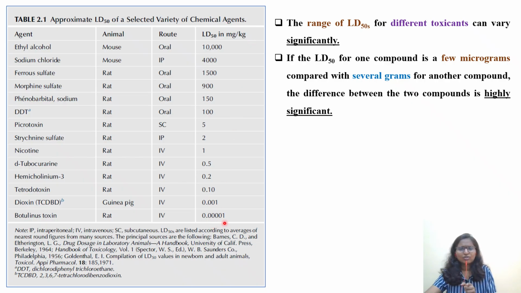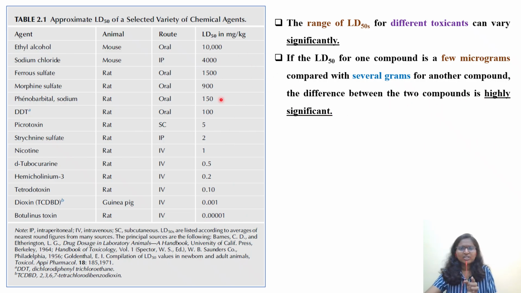Total 5 zeros, 1 mg per kg, it will come under micrograms, like probably maybe 0.001 microgram. That is what it is saying. For one chemical, for example botulinum toxin, LD50 might be in micrograms compared with several grams. Here you can see in the case of alcohol, LD50 is 10,000. If you divide it by 1000, you will get 10 grams. So several grams for another compound; the difference between the two compounds is highly significant.